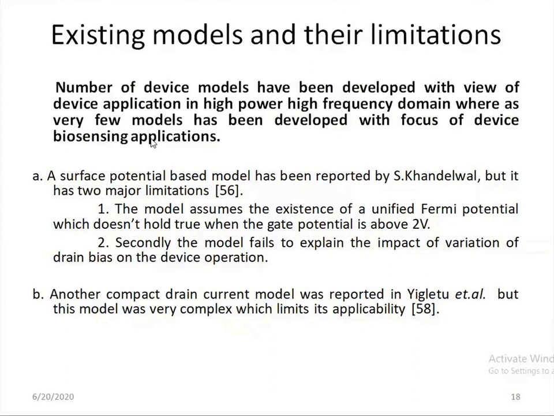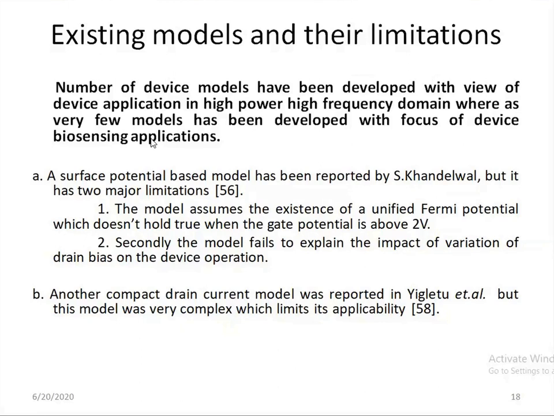The first is a model by Kandalwal et al., who proposed a model considering a uniform Fermi potential. But this is not true when the gate voltage is increased above 2 volt. Another limitation of this model is that it does not account for the impact of drain bias. When a sensor is considered, as the drain bias increases, the sensitivity increases. But this model cannot account for this increase or decrease in sensitivity with the drain bias. Those were the limitations that I found for this model.